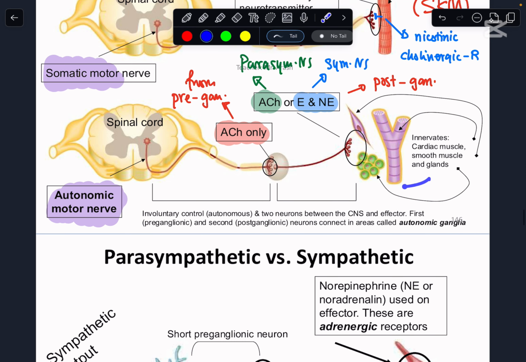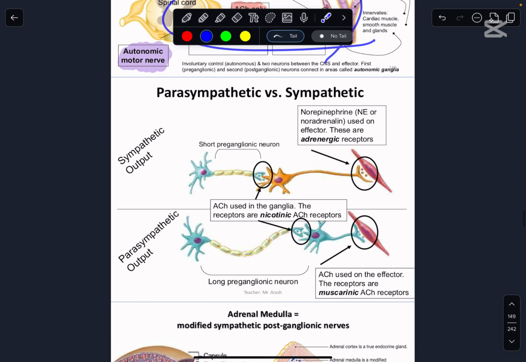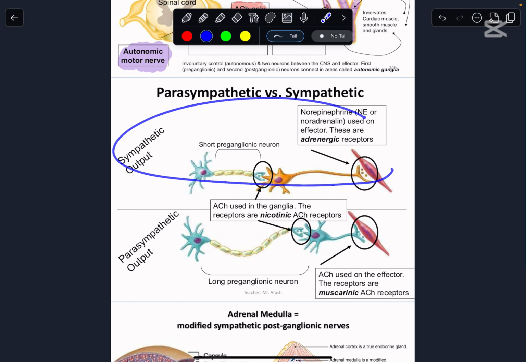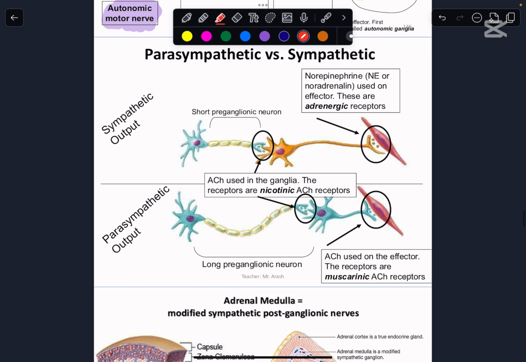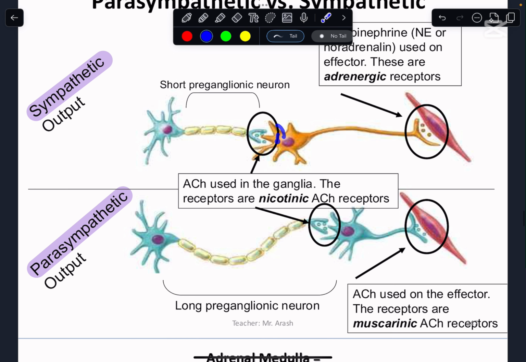So this information that I just told you is nicely dissected out in this slide. What you're seeing on the top panel is what happens in the sympathetic nervous system, and at the bottom panel is what happens in the parasympathetic nervous system. What you notice is that in both cases, the preganglion releases acetylcholine, and the postganglion always has nicotinic receptors, right? So the postganglion cholinergic receptors are nicotinic, right here and right here.